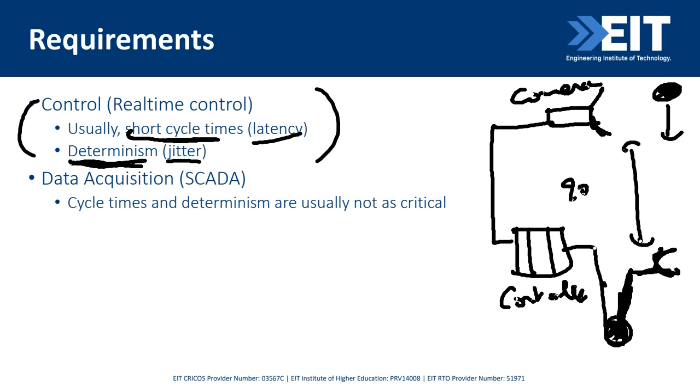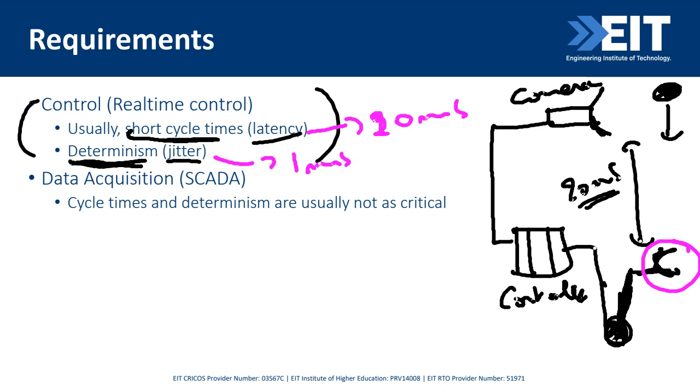But what is more important than this would be the jitter, the determinism. Because if the message arrives slightly earlier or slightly later, we will not catch this ball. We'll try to catch it too early or too late. Okay? So here probably my latency is acceptable to be 20 milliseconds. My jitter, I want it to be less than 1 millisecond. Okay? Because otherwise I will miss catching this ball.